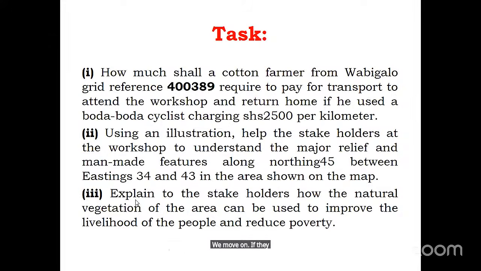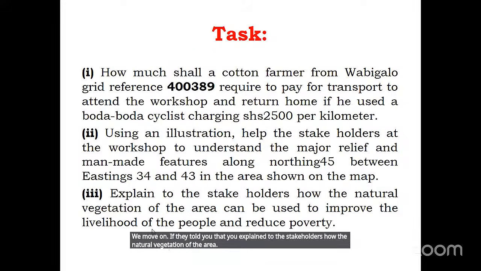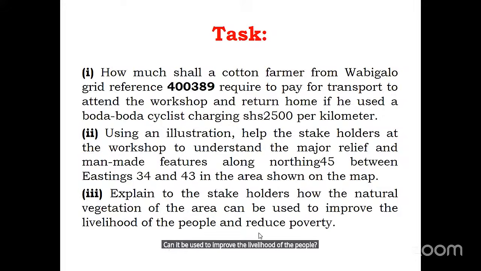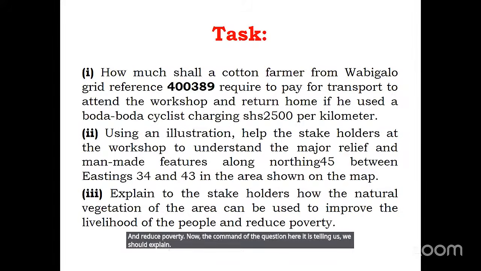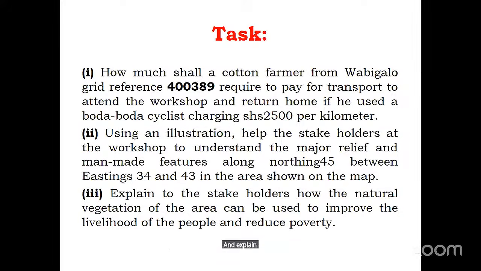If they told you to explain to the stakeholders how the natural vegetation of the area can be used to improve the livelihood of the people and reduce poverty, the command of the question here is telling us we should explain. From the introduction, I said that it should run through 3 levels. It is a high order. You are supposed to tell us the forest.